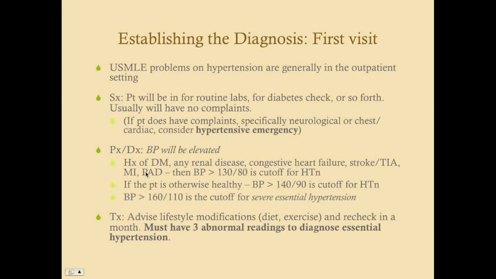So the patient will usually be in for the routine labs, maybe they're in for their diabetes check or so forth, they'll have no complaints, but then you get a blood pressure and it's elevated. So it's greater than 130/80 if they have diabetes mellitus or renal disease or any of those other disorders that I listed there, or it's greater than 140/90 in an otherwise healthy patient. In these cases, if it's just the first time, you don't start pharmacotherapy. You're going to recheck it a month later. And you have to establish 3 hypertensive readings in order to start pharmacotherapy.